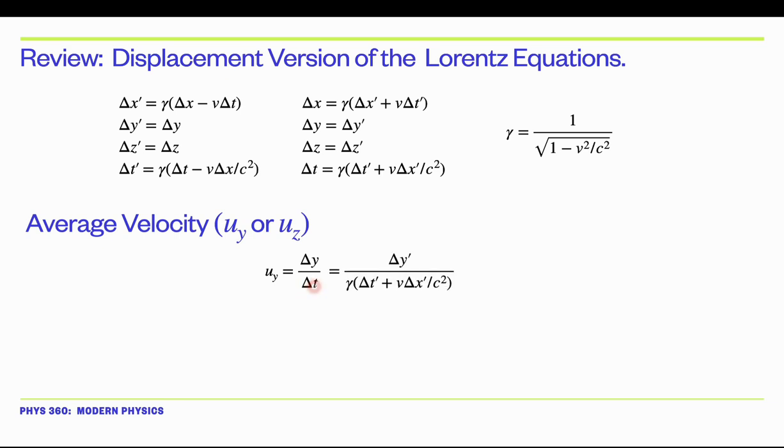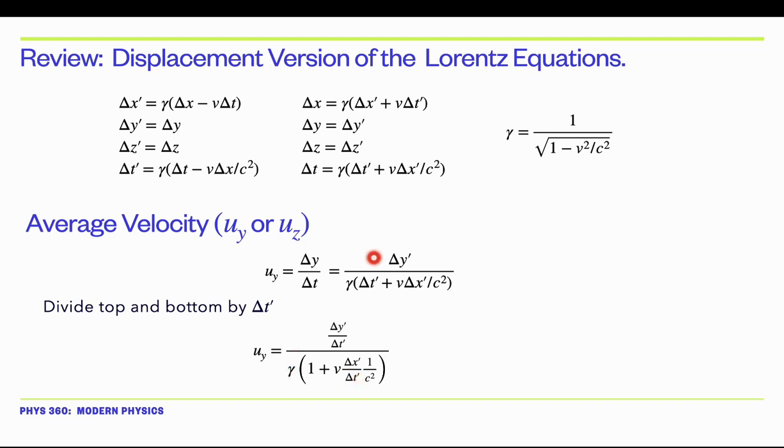We plug in for delta t here. Delta y, remember, is just the same as delta y prime. So we just can write delta y as delta y prime there. Do the same thing, divide top and bottom by delta t prime. We get delta y prime over delta t prime. This turns into a 1, and then we get delta x prime over delta t prime for that term. Notice that the gammas don't cancel here because there's no gamma on the top this time.